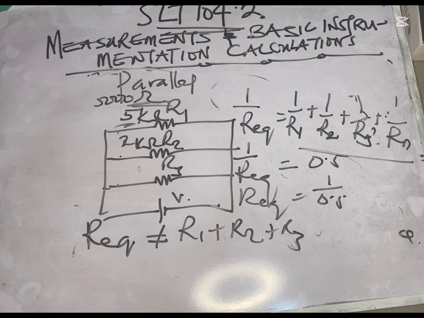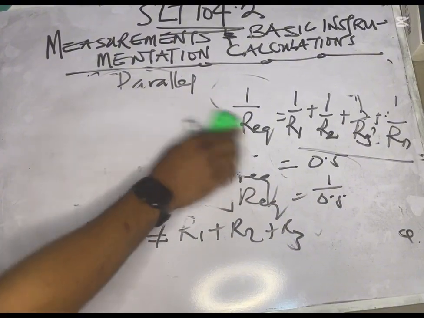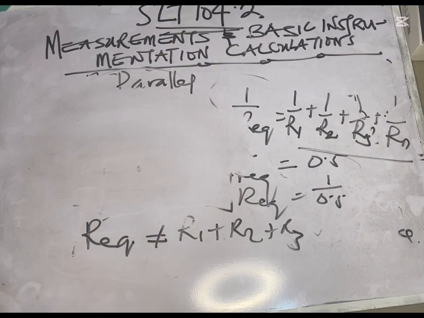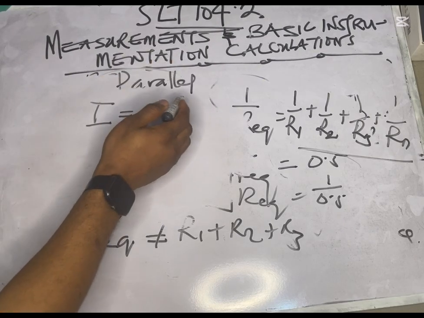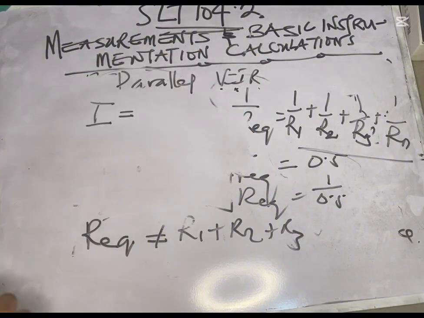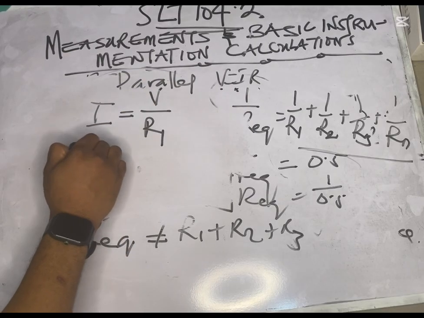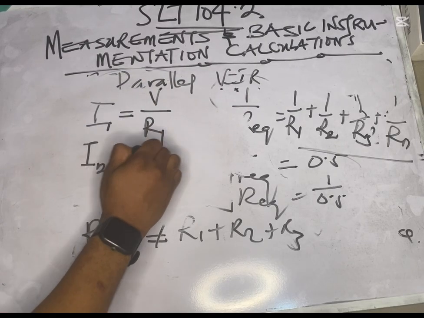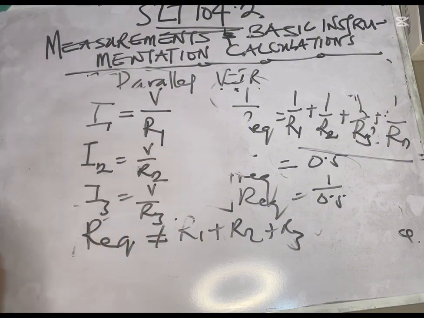So basically, if you want to calculate the individual current for the different resistors, knowing that in parallel connection the currents are different, remember that V is equal to IR. If V is equal to IR, you make I the subject of the formula to be V over R. So I1 will be V all over R1, I2 will be V over R2, while I3 will be V over R3. Continuing, we have I4, it will be V all over R4.